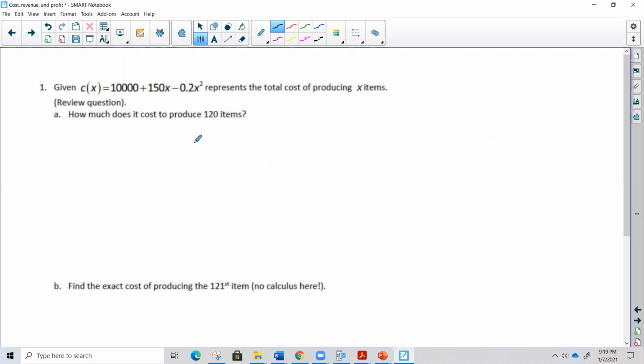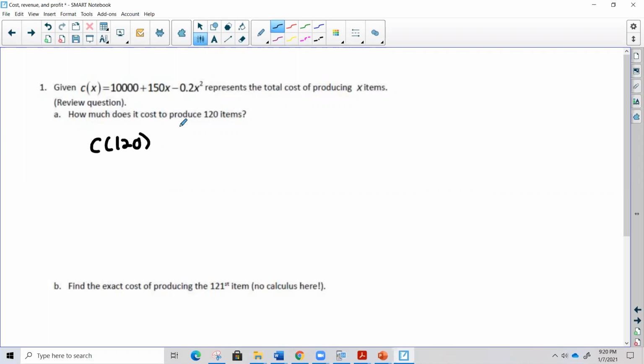Okay, so another question. It says given C of x is 10,000 plus 150x minus 0.2x squared represents the total cost of producing x items. How much does it cost to produce 120 items? So if I want the cost for 120 items, I would just plug in 120 into this function. So I would find C of 120.